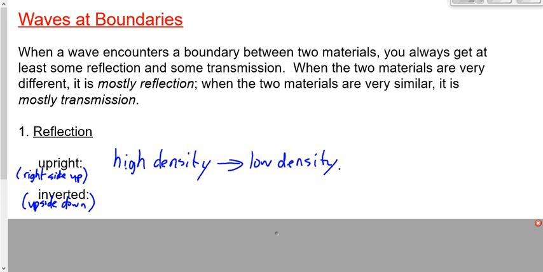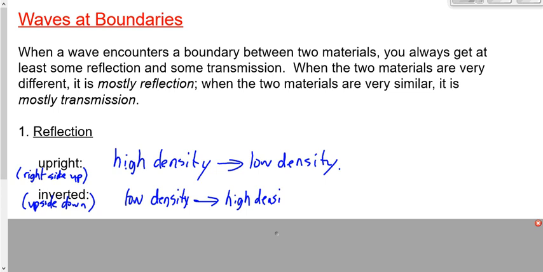That's when we had the little demonstration with Dammy holding onto the other end of it. It's going from slinky to person, and person is more dense than the slinky. The wave is reflected upside down, inverted. So we'll say that's low density to high density.